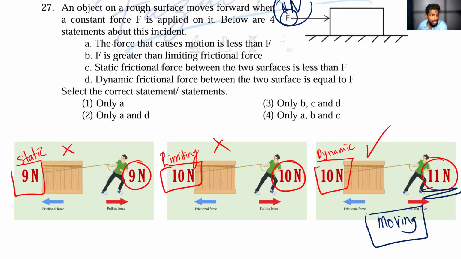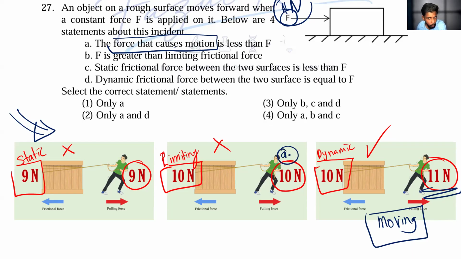Now we'll read the question. The force that causes the motion is less than F. In this example, can anyone tell what is the force that I want to give to start the motion? 10 Newton. So here they have clearly mentioned the force that causes the motion. That means they are telling about this 10 Newton. We'll put A for this one.